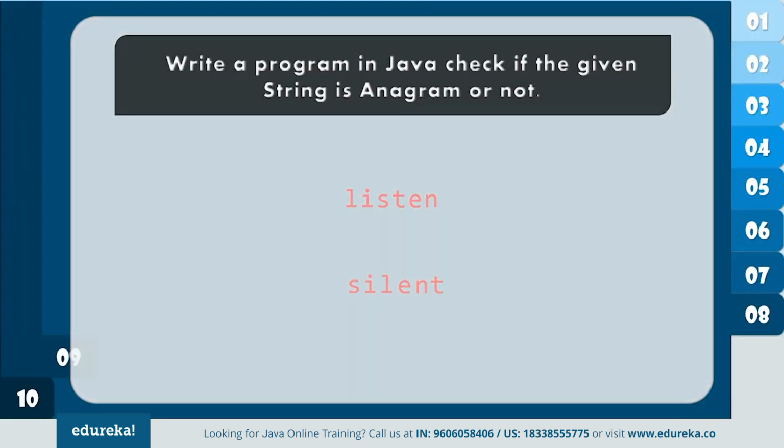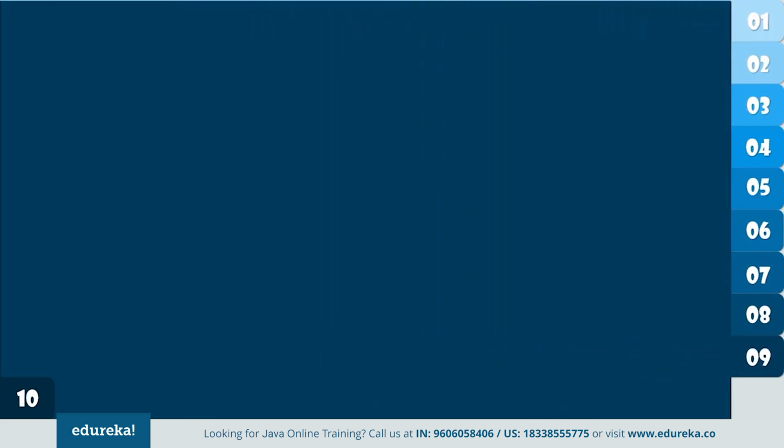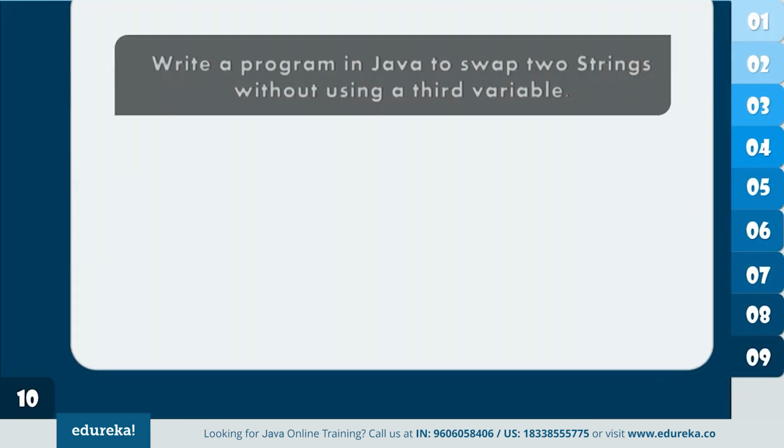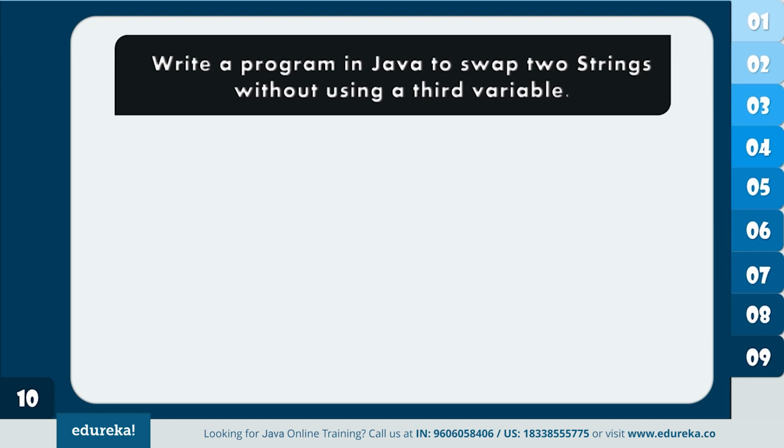Simple. Let's move further and understand the 9th program on the list. The question here is to write a program in Java to swap two strings without using a third variable.